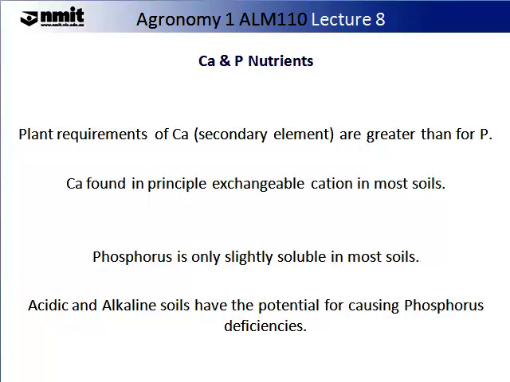To demonstrate that the classification is more responsive to soil ability to supply nutrients than plant requirements, it should be noted that plant requirements for calcium, a secondary nutrient element, is greater than for P. Calcium is found as a principal exchangeable cation in most soils, and an important soluble cation in the soil solution. Phosphorus, on the other hand, is only slightly soluble in most soils, and many soils, particularly those that are either acidic or alkaline in nature, have the potential for causing phosphorus deficiencies.